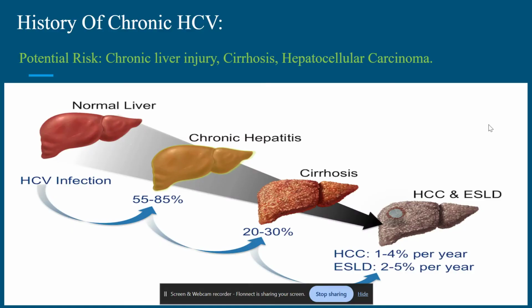If there is a normal liver, as shown here, and it gets infected with acute hepatitis C virus infection, then in 55 to 85% of cases it converts to a chronic state. After conversion to chronic hepatitis C, it develops into cirrhosis in 20 to 30% of the cases. Hepatitis C related cirrhosis has approximately a 1 to 4% risk per year of developing hepatocellular carcinoma, and a 2 to 5% risk of end stage liver disease. So these are all the potential risks of chronic hepatitis C virus.